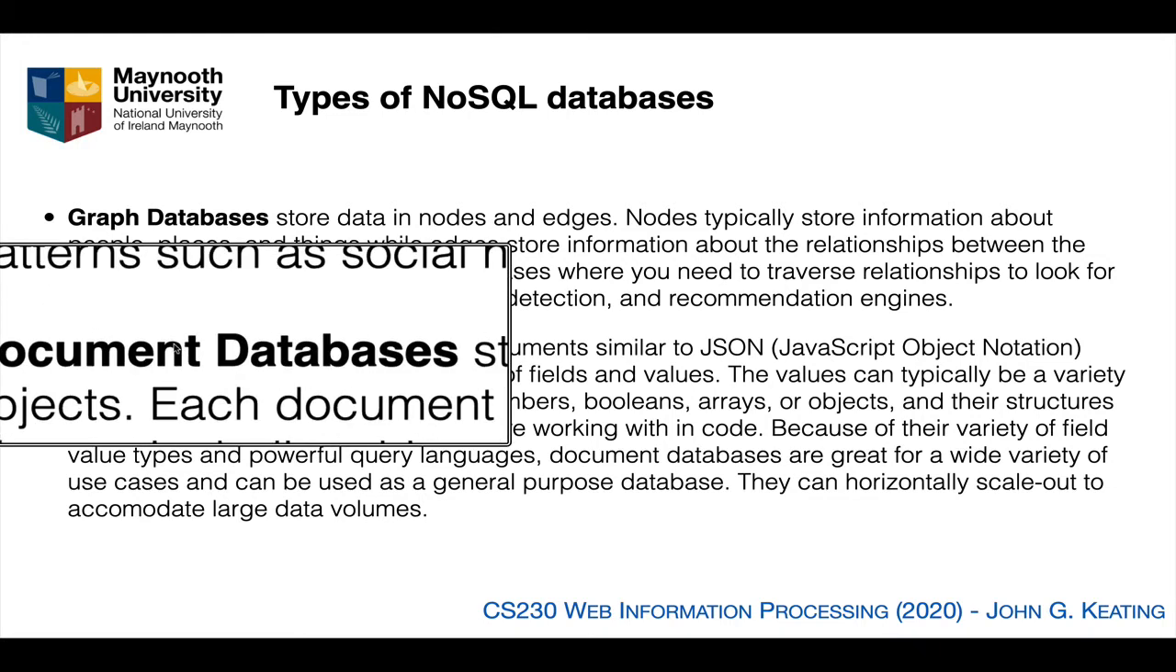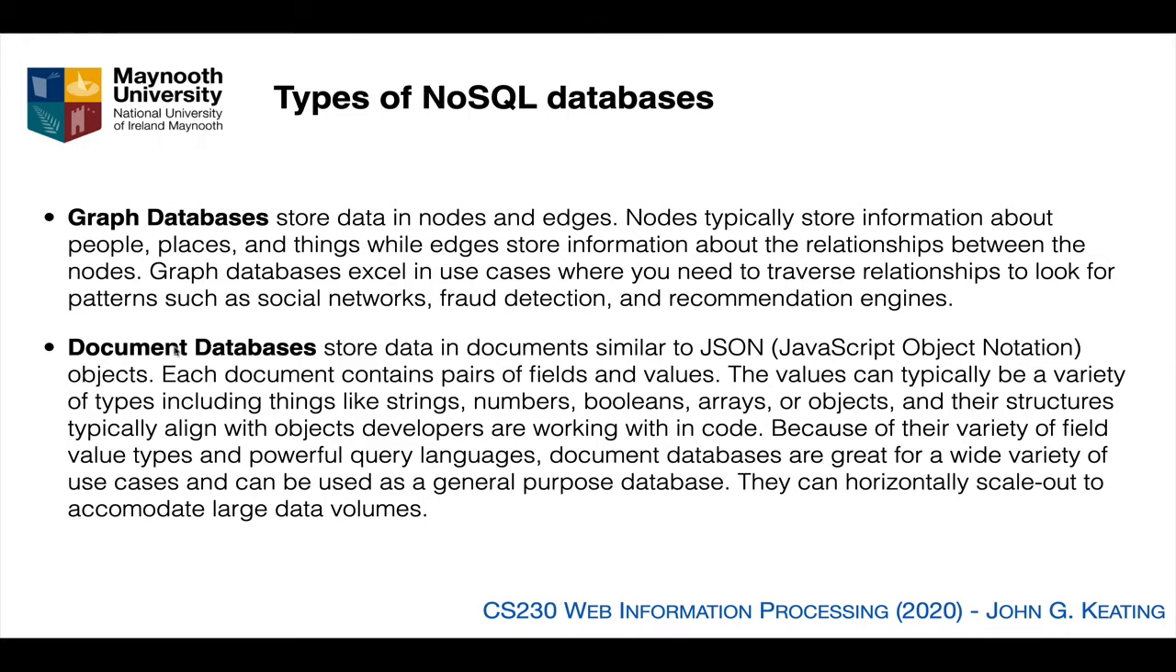So that brings us to document databases. They store data in documents that are very similar to JSON objects. Each document contains pairs of fields and values, and the values can typically be a variety of types of things like strings, numbers, booleans, arrays, objects, all that kind of stuff. And they align with the objects that developers are working with in code. So that's quite nice. You have some data in your application, say it's a JS application, and you store it as a JavaScript object.